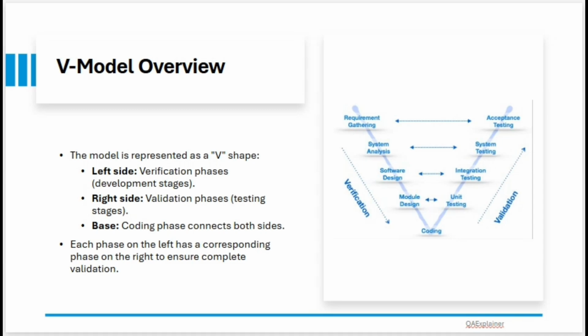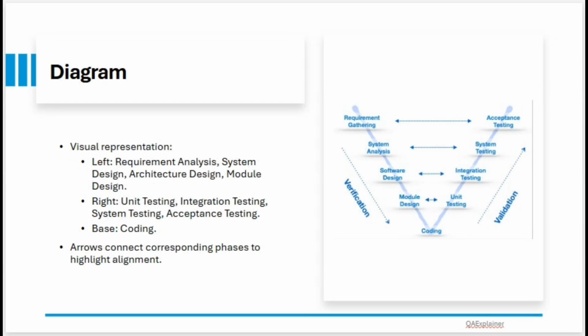In the verification phase we have requirement gathering, system analysis, software design, and module design. Then the base phase comes into the picture, where the coding phase is involved. Then we have validation, where the testing phase is involved: unit testing, integration testing, system testing or end-to-end testing, and acceptance testing or UAT. And in the middle, after requirement gathering, we have to do some planning for acceptance testing.